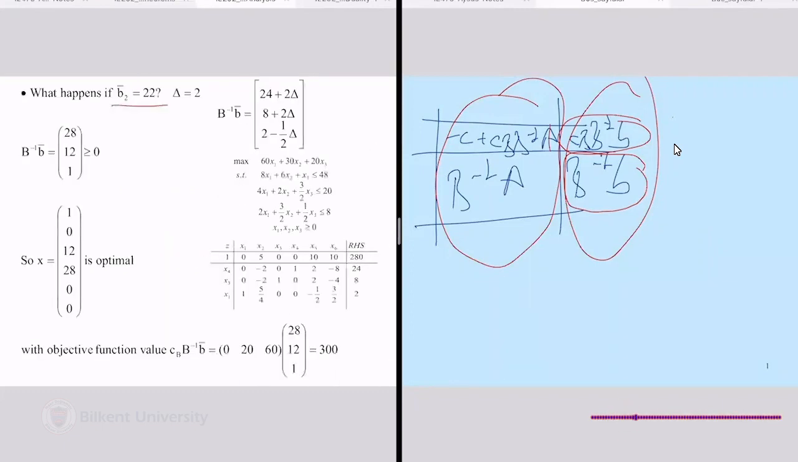If B2 is 22, that means my delta is 2. You look at your B inverse B bar. This was what we ended up with. So you update your solution, and this is your new X. That's what I was talking about: yes, my current basis remains optimal, but you still have to update this part because B has changed. It was 20, but now it's 22. My current table will remain optimal.